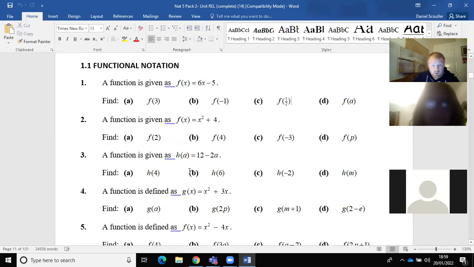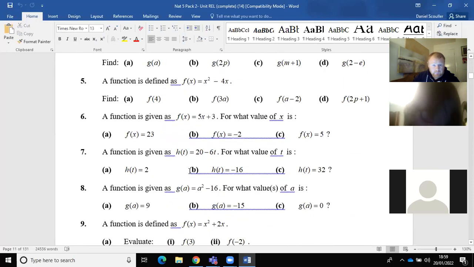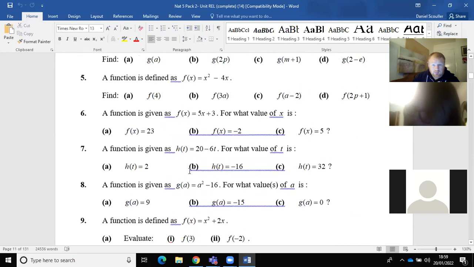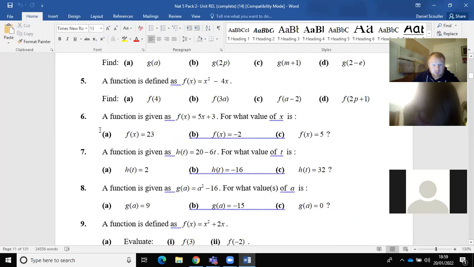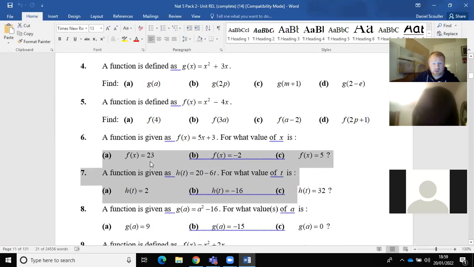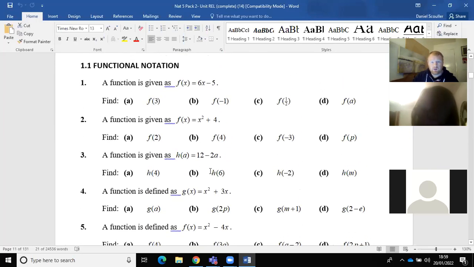Question 3 is the same, so let's skip until question 6. We'll have a go at question 6. 7 is fine. So do question 1, 2, 6, and 7 in that booklet. I'll leave my page up.